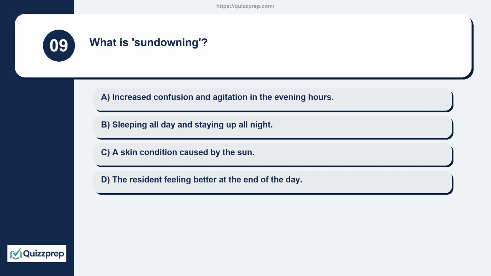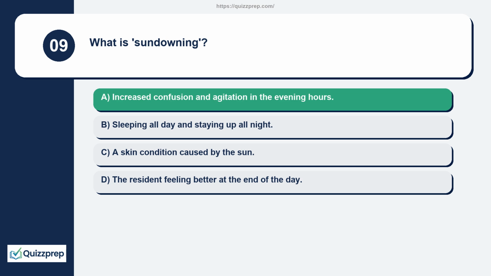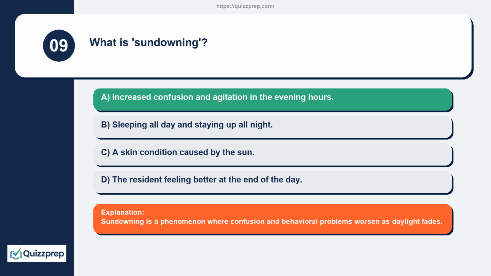Question 9. What is sundowning? Increased confusion and agitation in the evening hours. Sleeping all day and staying up all night. A skin condition caused by the sun. The resident feeling better at the end of the day. Sundowning is a phenomenon where confusion and behavioral problems worsen as daylight fades.